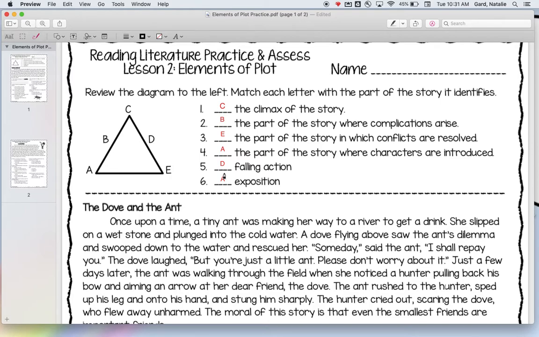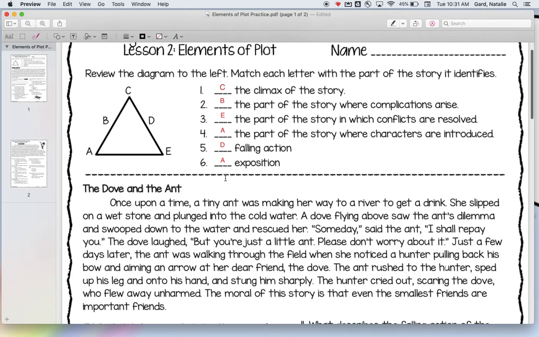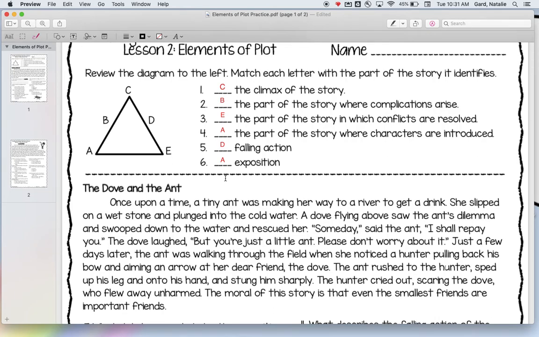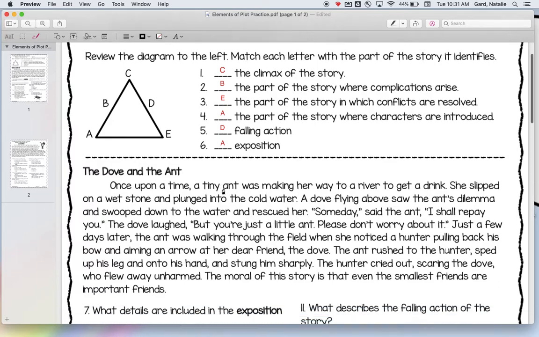So that way we know we've got them in the right places, because I will let you use some of these notes on the quiz that we're getting ready to take. So make sure that you've got those in the right spot. Give you a couple seconds to double check that. All right, let's move on.